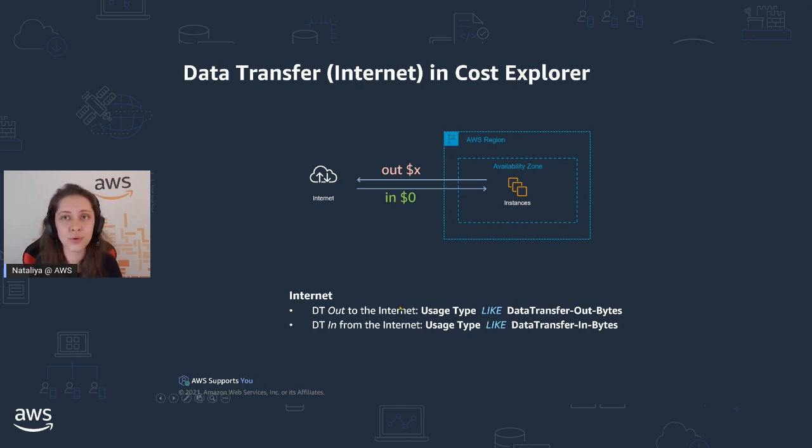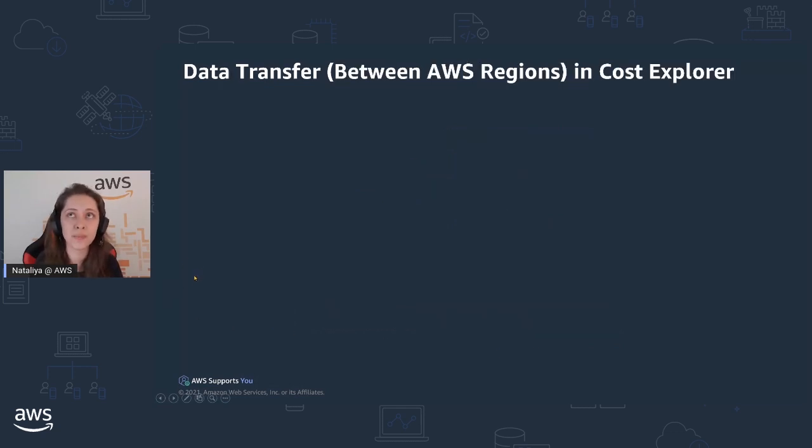But when you search for usage type, then you will find specific values like DataTransfer-Out-Bytes or DataTransfer-In-Bytes. So just take a moment to remember this one, because we'll get back to this in the demo. This is how you would be searching for the usage and cost data related to the traffic that is coming into AWS from the internet or going outside to the internet.